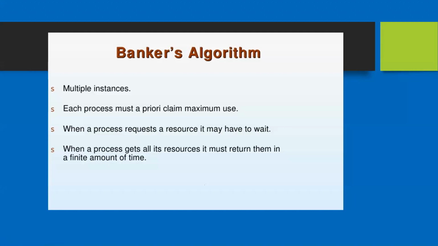We can say that Banker's algorithm is a resource allocation and deadlock avoidance algorithm that tests for safety by simulating them. Banker's algorithm is named so because it is used in banking systems to check whether a loan can be sanctioned to a person or not.